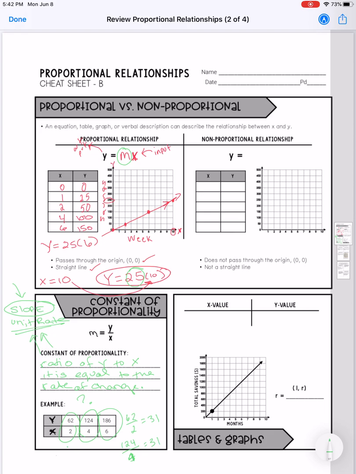And then finally, 186 divided by 6. Is this still the same? Are you still having the same rate of change or unit rate or the same money per week? Let's see, 6 goes into 18 3 times. 6 goes into 6 once. Yes, these all simplify to $31 per week or 31 whatevers per whatever. So this is a proportional relationship. Let's look at something that's not proportional.